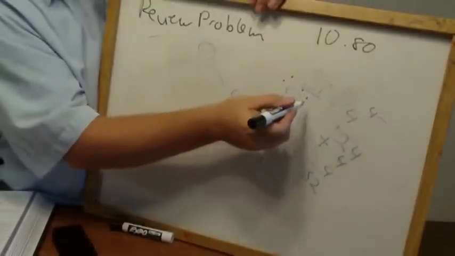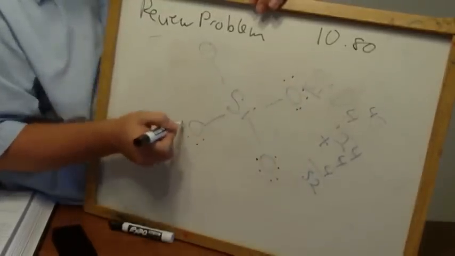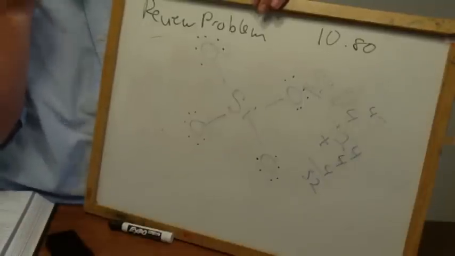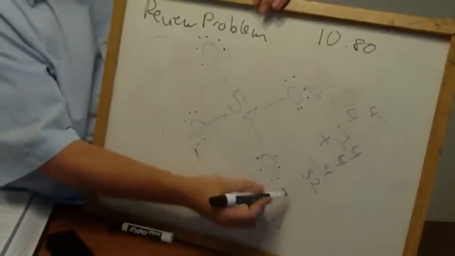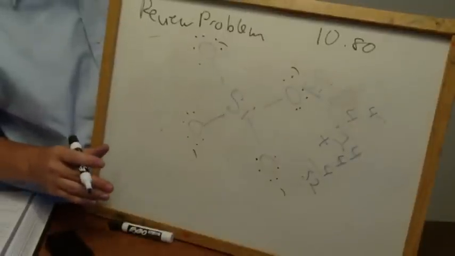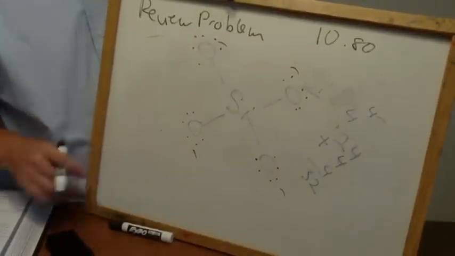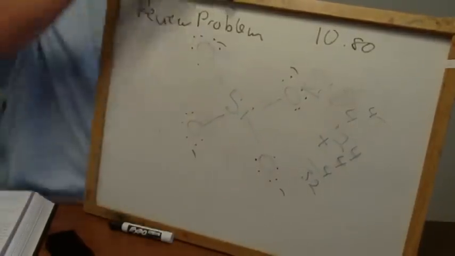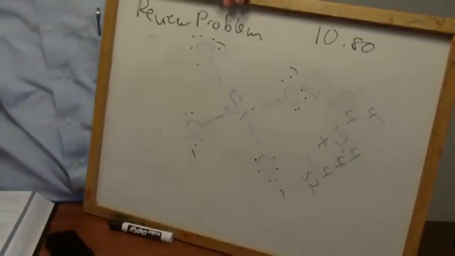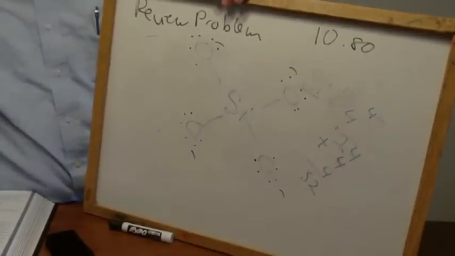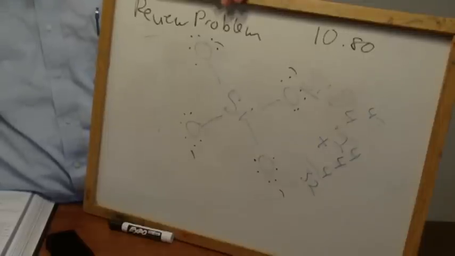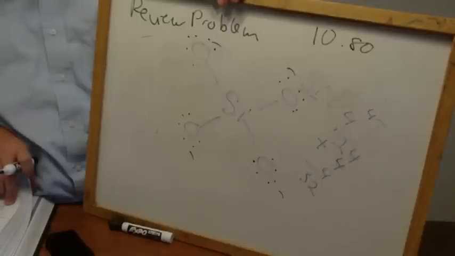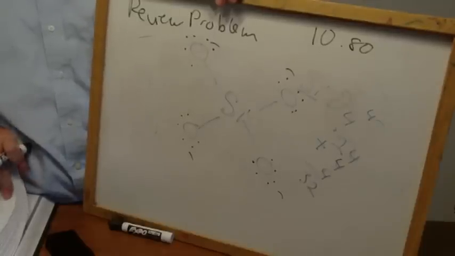32 electrons, 1, 2, 3, 4, 5, 6, 7, 8, 9, 10, 11, 12, 13, 14, 15, 16, 17, 18, 19, 20, 21, 22, 23, 24, 25, 26, 27, 28, 29, 30, 31, 32. So there we have it. Each one of these has a minus charge on it. Silicon is a second row atom, so we can't bring any of these in. So the resulting molecule is going to be tetrahedral. 1080D, tetrahedral.